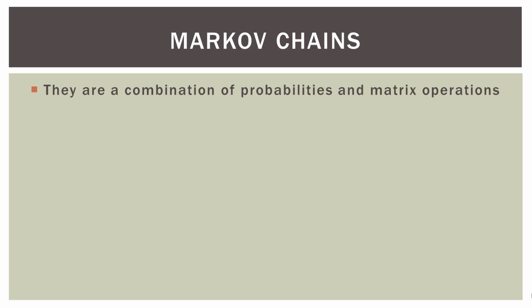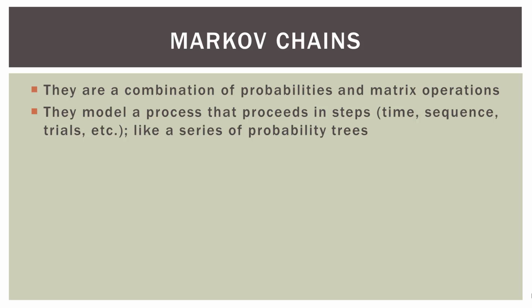Okay, so what are Markov chains officially? Basically, they're a combination of probabilities and matrix operations. So again, you learn a lot of probability usually in the first part of finite math, and then somewhere towards the middle or 2/3 mark, you learn about matrix operations. And then Markov chains take those two things and combine them into sort of a model that allows you to do more complex type problems. So they model a process that proceeds in steps. So steps in time or some sort of sequence or trials, over a period of steps.